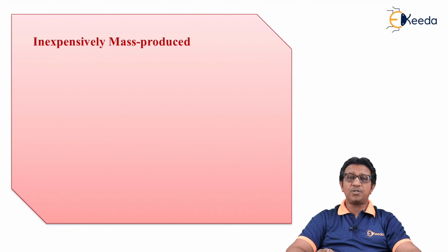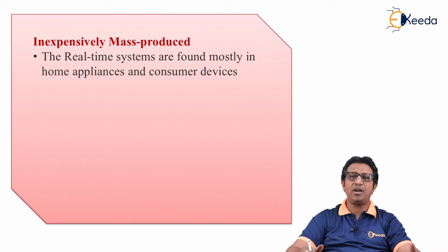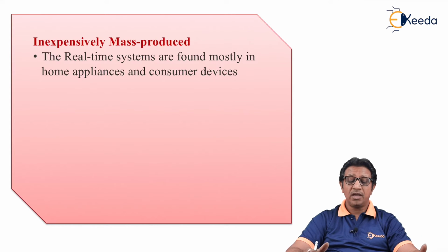The next is inexpensive, mass produced. Since these embedded systems are used by many people in huge amounts, the production cost should be very low. Take the example of washing machines, microwave ovens, digital cameras or wristwatches. All of these should be low cost so that more and more people can use them. So they should be inexpensive.